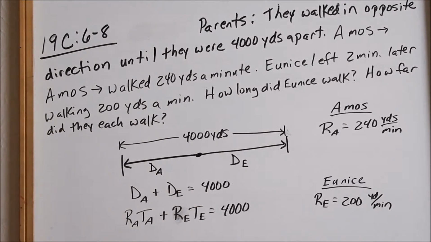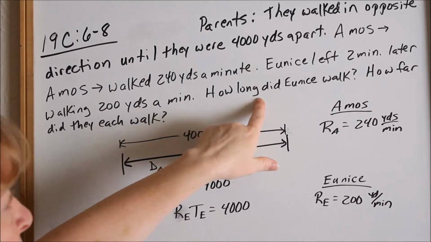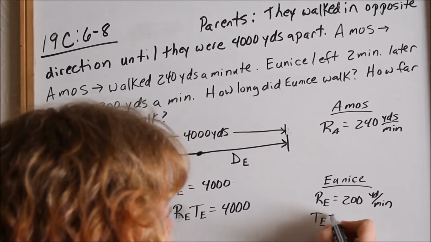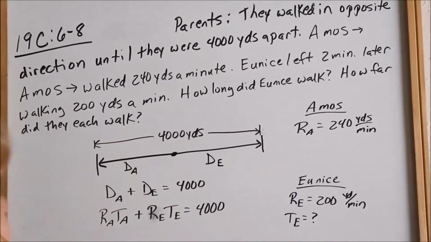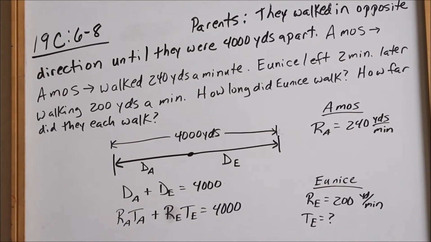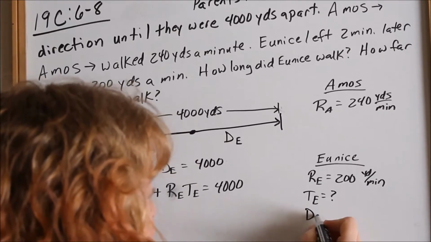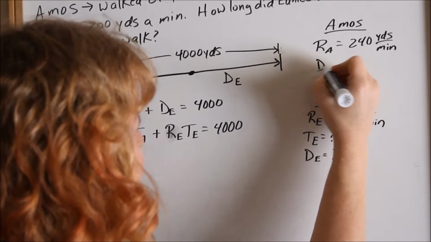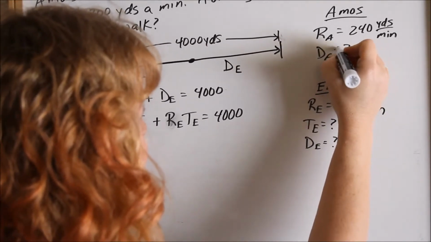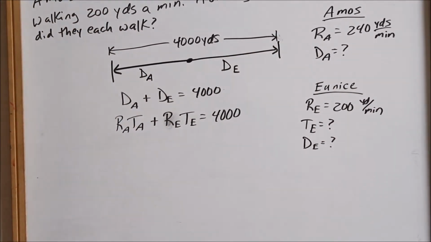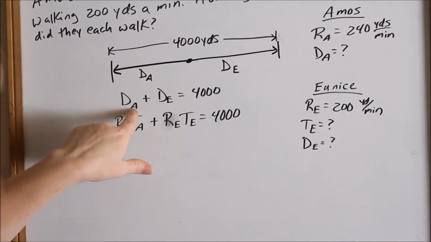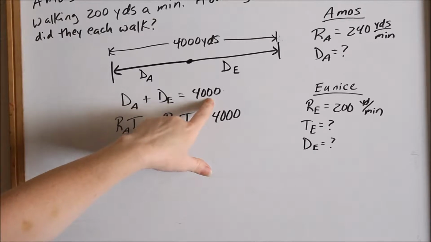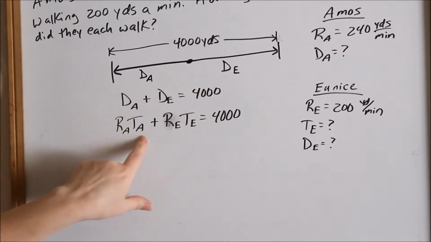So, okay, we want to know how long did Eunice walk. So we want to know Eunice's time. That's one of the things that we're looking for. And how far did they each walk? So we're looking for Eunice's distance, and we're looking for Amos's distance. Okay? So if we start with the fact that Amos's distance plus Eunice's distance equals 4,000 total yards, then we can put in their rate times time.